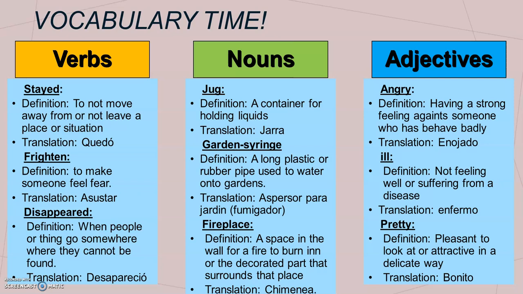Another group of words, adjectives, okay, los adjetivos. We have angry, we have ill, and pretty, right? Angry, enojado, probably you already know this word. We have the word ill, like enfermo or sick, they could also be synonyms, ill, not feeling well. And pretty, in this context, we have pleasant to look at, or attractive. Yes, pretty, beautiful is bonito.